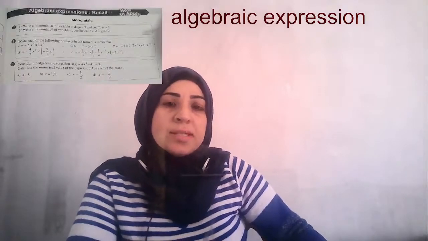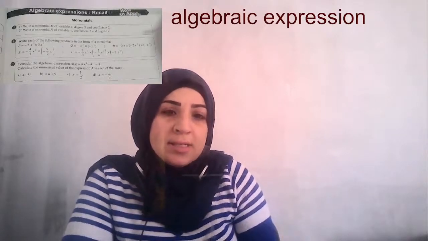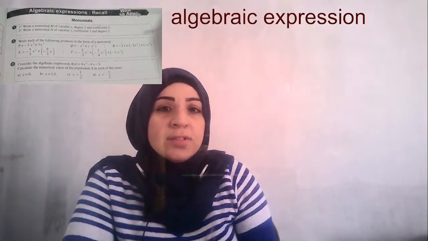Good morning. Today we will start solving exercises about algebraic expression. It's on page 59 on your book. So let's see the exercise. Write a monomial m of variable x, degree 3 and coefficient 2.